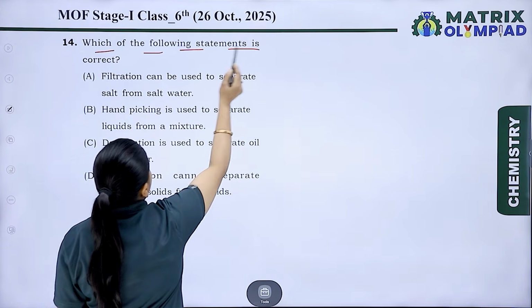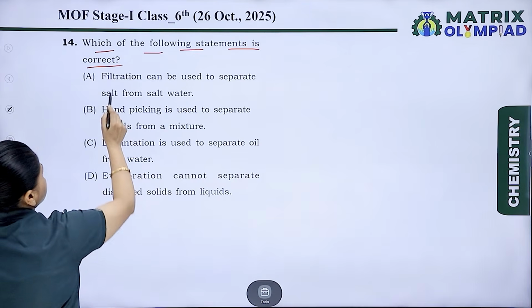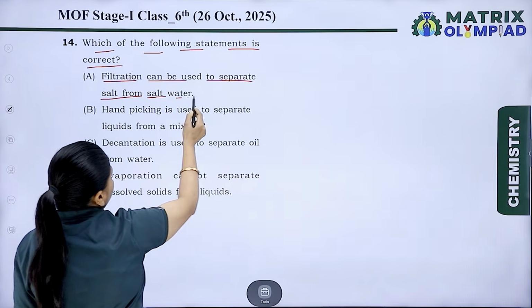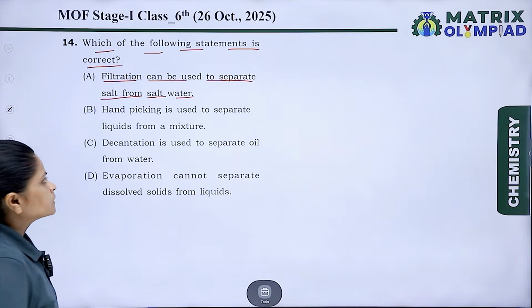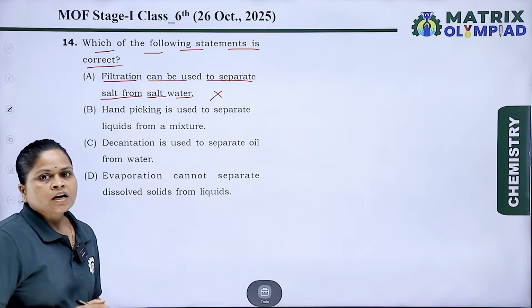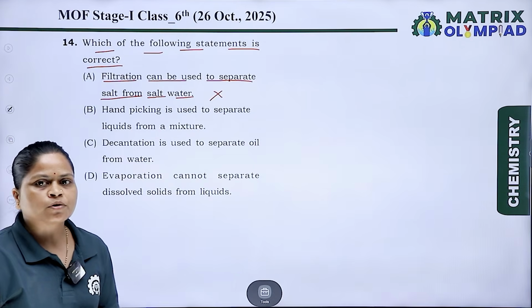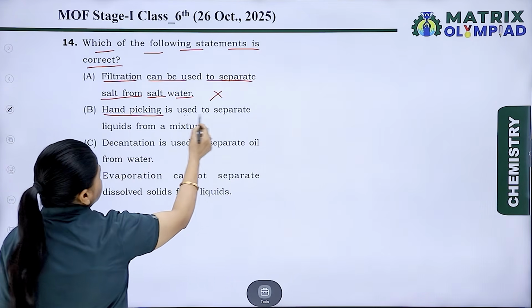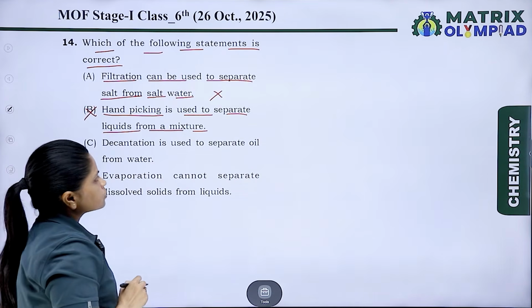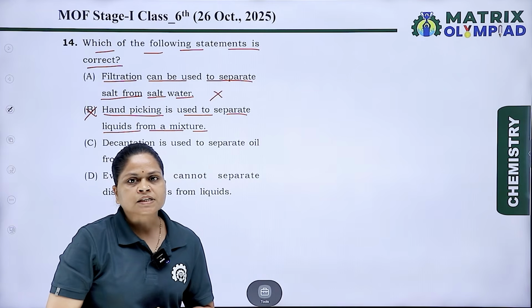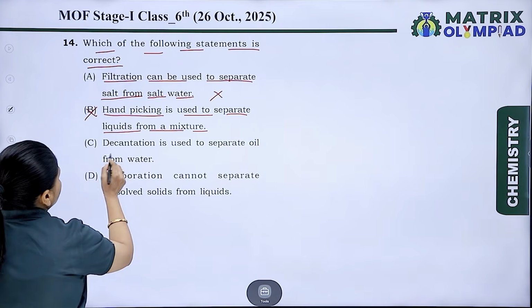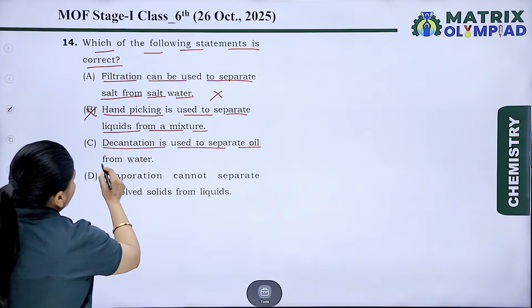Which of the following statements is correct? Option A is filtration can be used to separate salt from salt water mixture. This is not true because filtration is used for mixtures of insoluble substances. Hand picking is used to separate liquids from a mixture. No, this is again wrong because hand picking is mostly used when the substances present in a mixture differ by shape, size and color. So it is wrong.